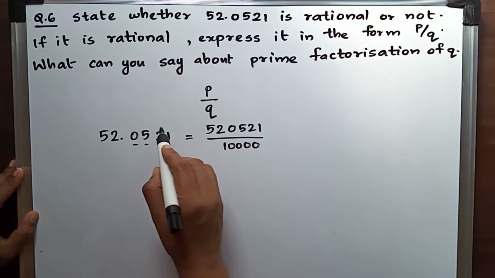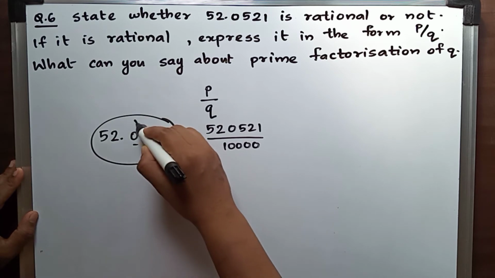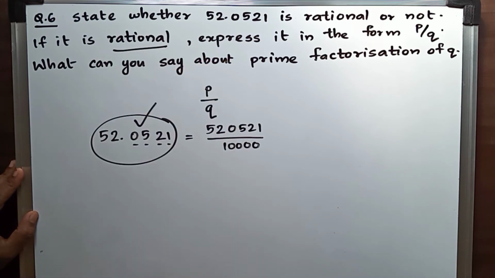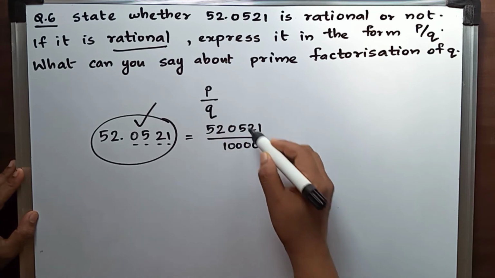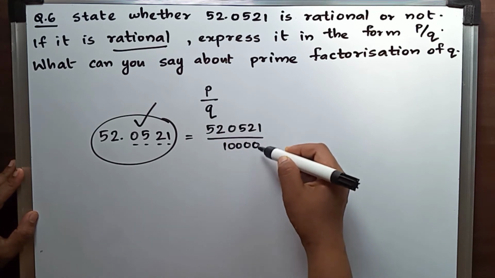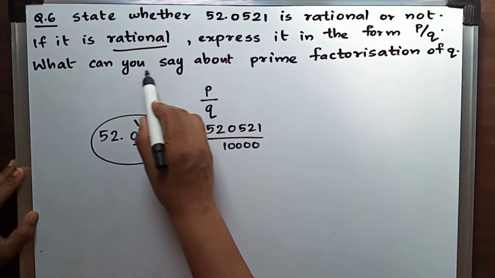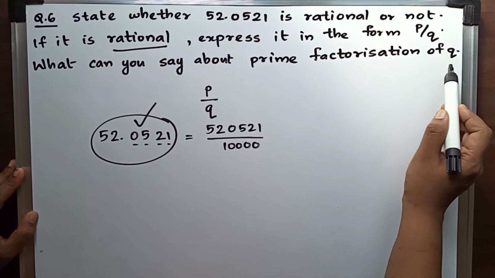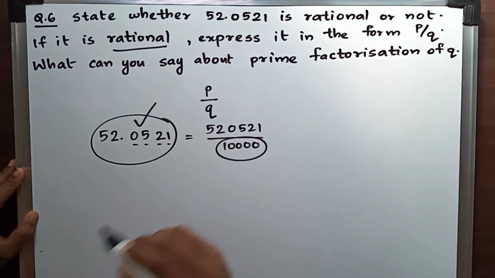That means this given number is rational. It is rational. Now we have already expressed it in the form of P by Q, where P and Q are integers. And the next part of the question is, what can you say about the prime factorization of Q? Here the denominator is denoted as Q.